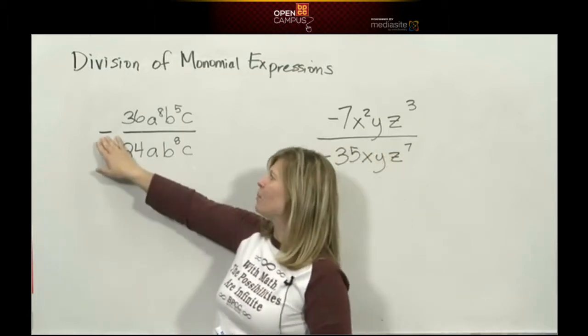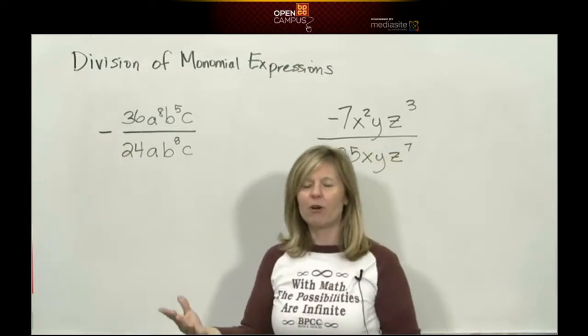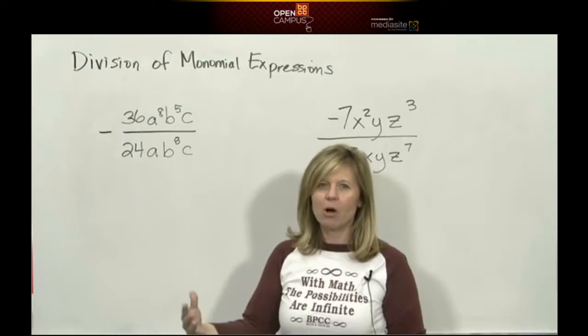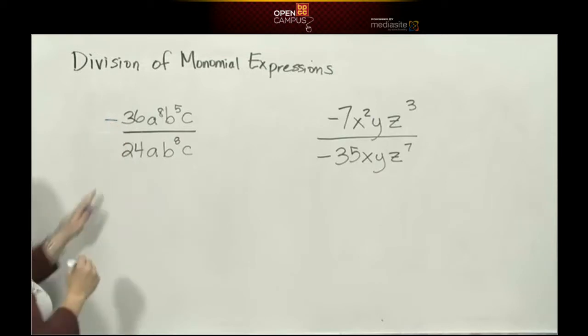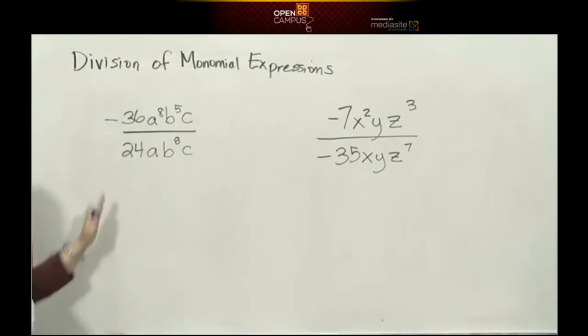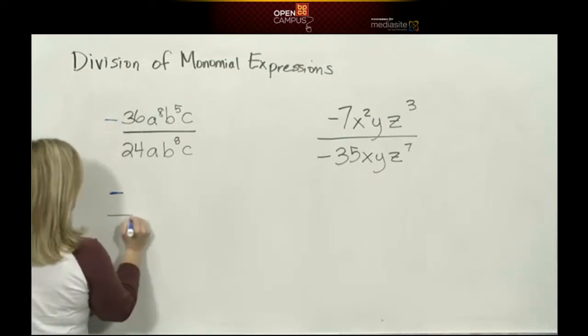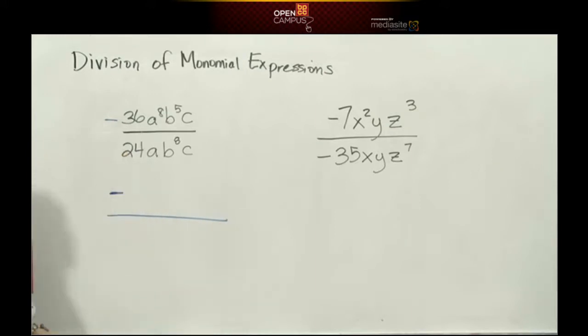First of all, there's my famous negative sign. It's out in the front of the fraction. Who does it really belong to? That's right, it really belongs to the numerator. So a negative divided by a positive would yield a negative. Now I'm going to put my fraction bar, and let's start.